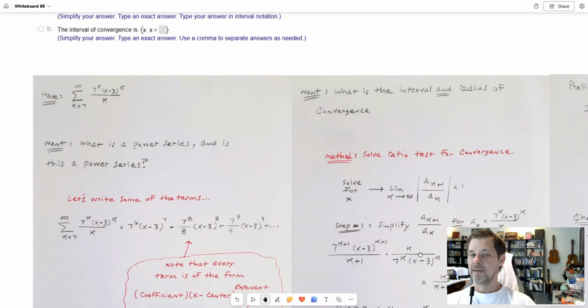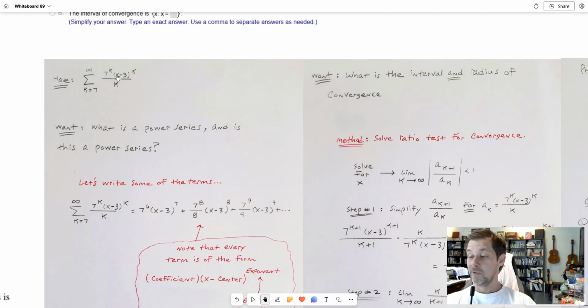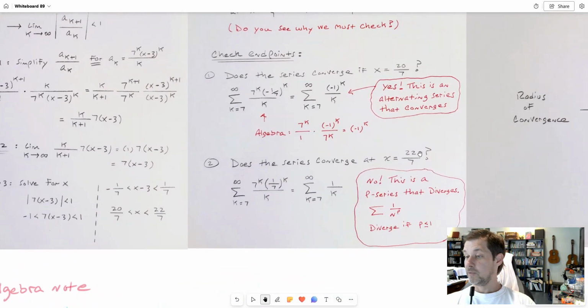Now again, if I take this series right here, and I see where that x is, and I let it be 22 over 7, here's what it reduces to. By the same kind of algebra, these cancel, and it leaves me 1 over k. Now this is a p-series that diverges. A p-series is a series that's 1 over n to a power p, or if k is your index, 1 over k to the power p, and those diverge if that power is 1 or less, which it is in this case. So 22 over 7 is not part of our answer. It's not a number that makes that series converge.